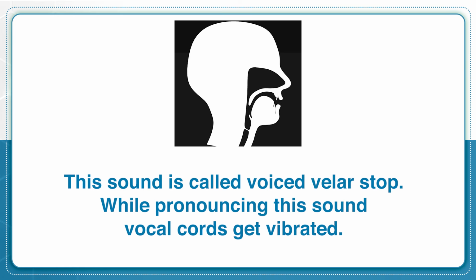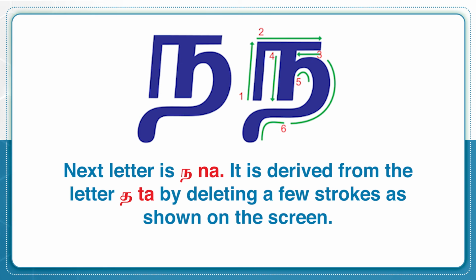This sound is called voiced velar stop. While pronouncing this sound, vocal cords get vibrated. Even though the nasal sound has not yet been introduced so far, this sound is used here in order to explain the concept of allophonic variation. Next letter is na. It is derived from the letter ta by deleting a few strokes as shown on the screen. The letter is called a dental nasal.